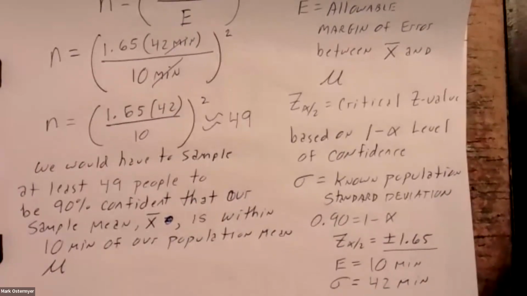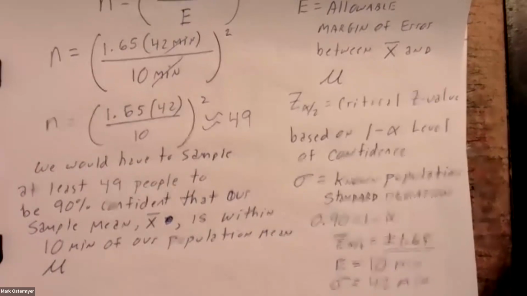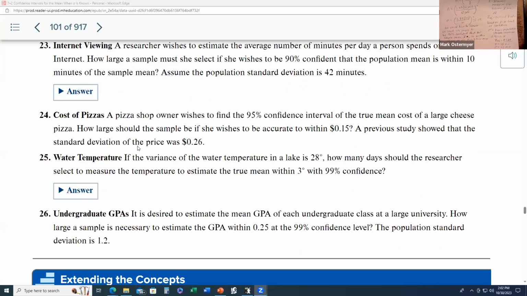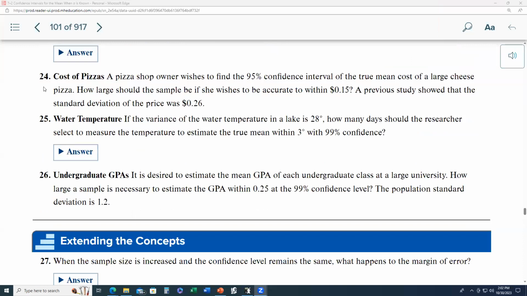All right, so that is a classic sample size problem. Now I want you to work out number 24, which is in your textbook. We'll call this classwork number, I forgot. Where are we? Up to 5 now or something? Yeah, 5. All right, number 24, cost of pizzas. That's a classic sample size problem. So go ahead and do that one. It's done the same way as I just did the last one. Number 24.